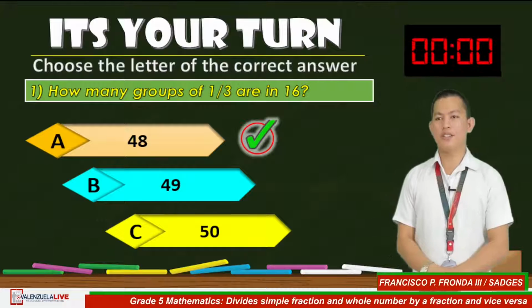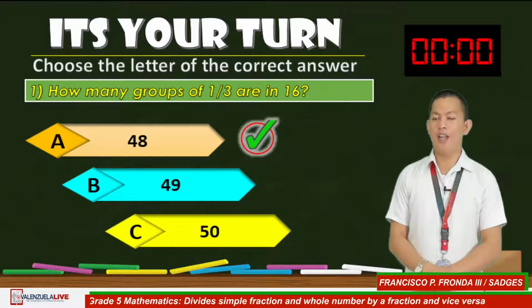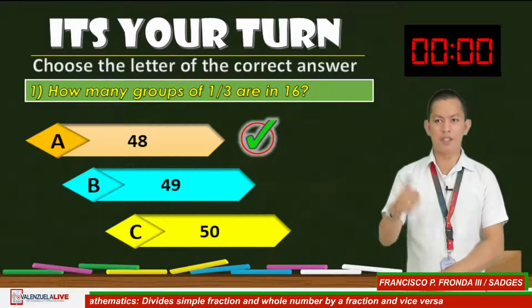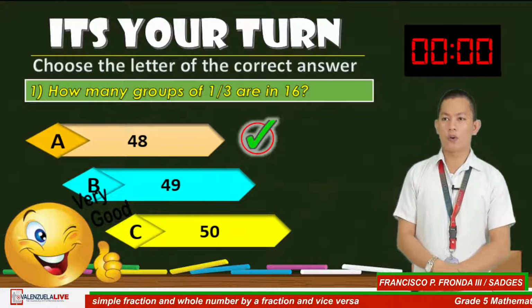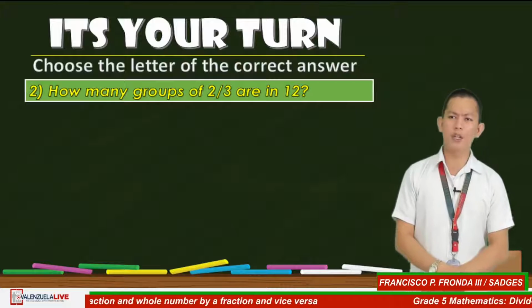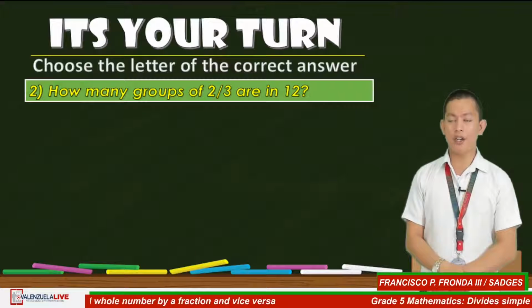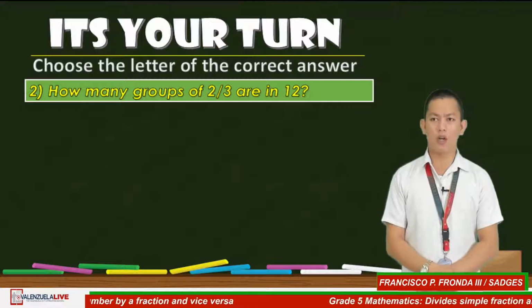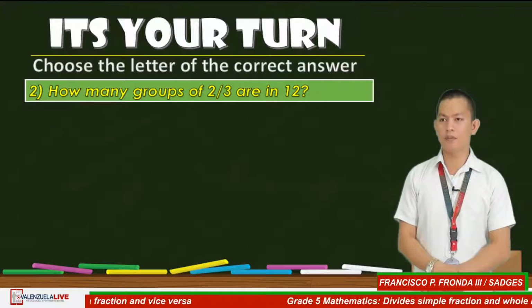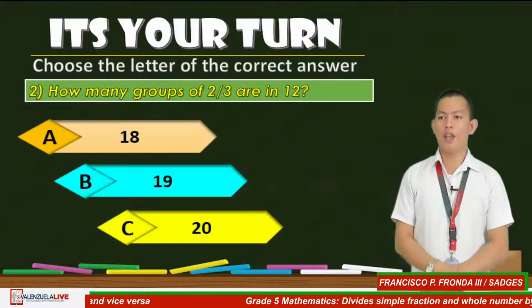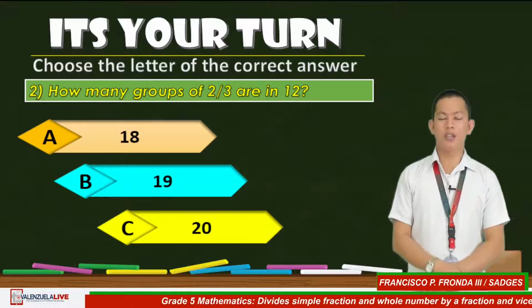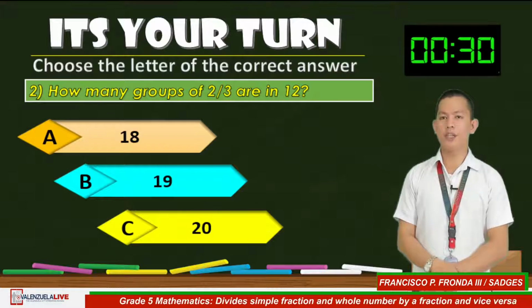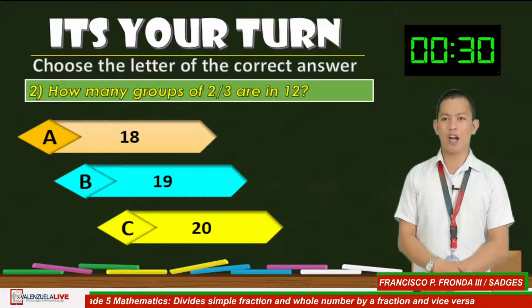Now, the correct answer is 48. Very good, grade 5 learners. You got the correct answer. And for question number 2, how many groups of 2/3 are in 12? The choices are A, 18, B, 19, and C, 20. You have 30 seconds. Your timer starts now.